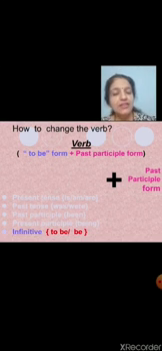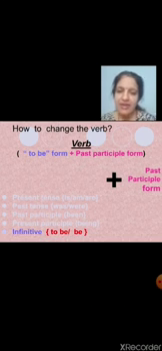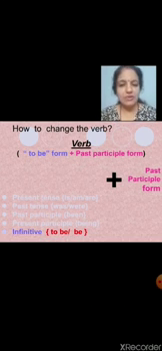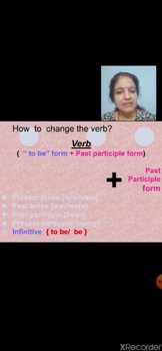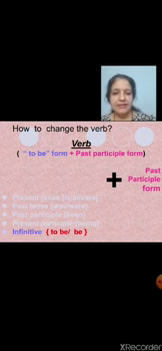Please learn the to be form table with all these 5 tenses in the same order. I repeat, present tense it is, am, are. Past tense it is was or were. Past participle it is been. In present participle it is being. In infinitive it is to be or be.